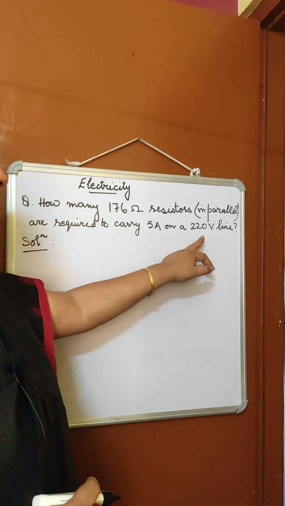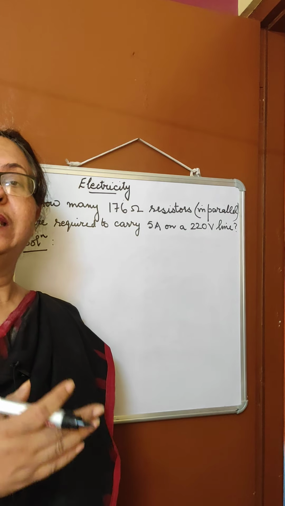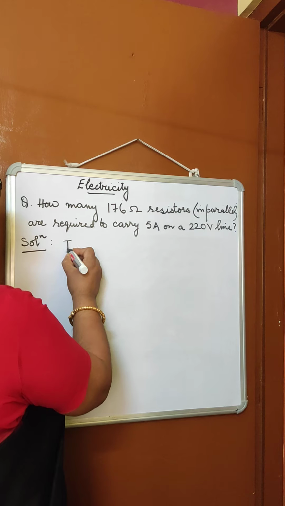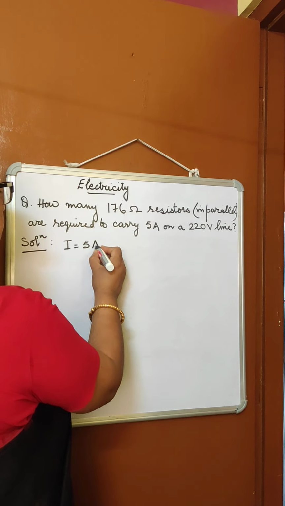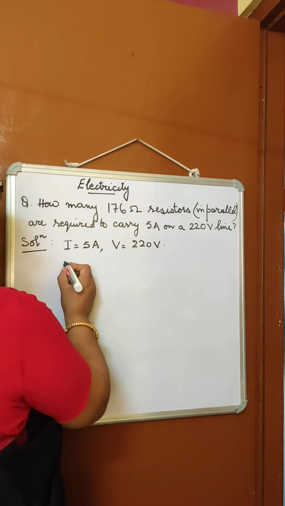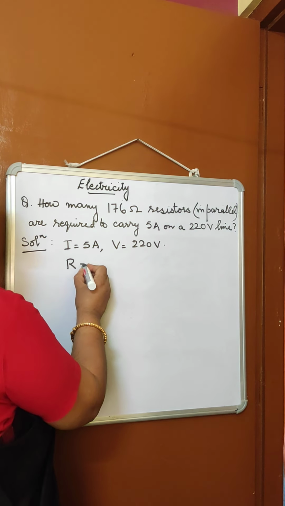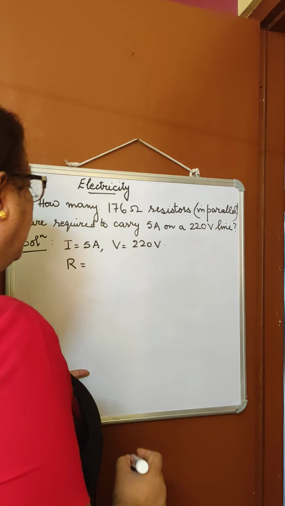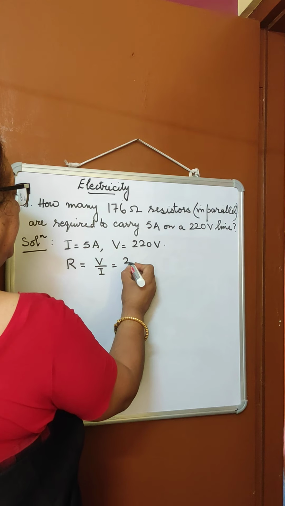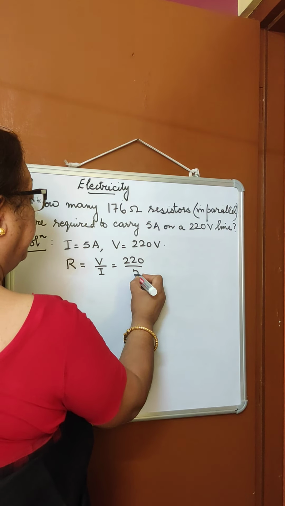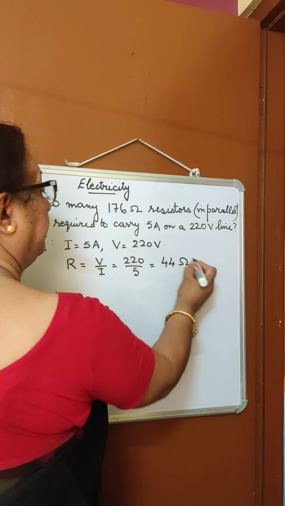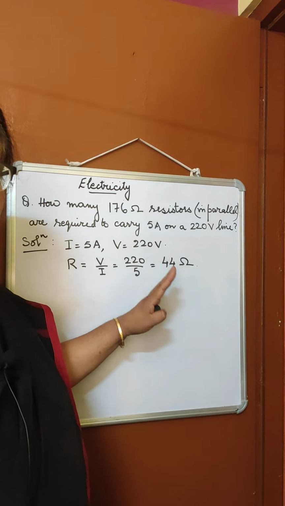Current is given, voltage is given, so we can find the resistance of the line. Okay, so first we write what is given. The current is given 5 amperes, voltage is 220 volt. So can we find R? Yes, by Ohm's law. R is equal to V by I, 220 by 5, that is 44 ohm. Okay, so this is the resistance.